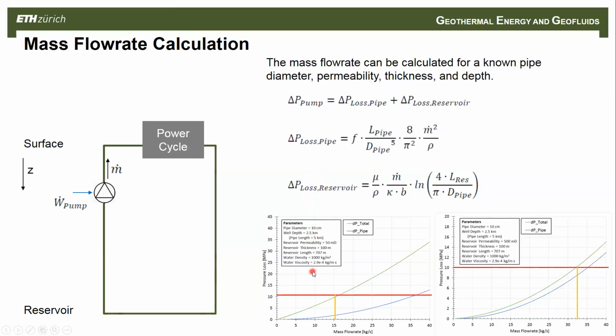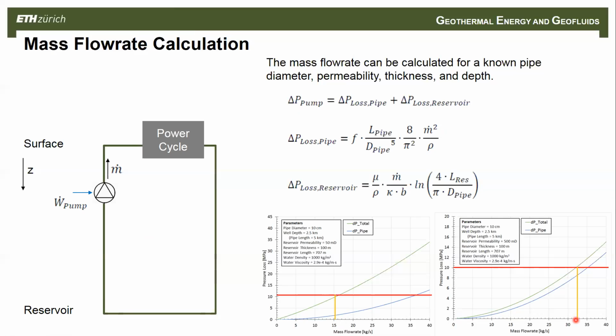I told you before the maximum pressure that you can impose on the system is about 10 megapascals. So I've just drawn a line at 10 megapascal here. And then the mass flow rate where it intersects the total pressure difference, that is the mass flow rate that the system is going to operate at. So in this case, it's about 16 kilograms per second. I did it over here as well. This is for a more permeable reservoir, 500 millidarcy. In this case, the flow rate is about 32 kilograms per second.